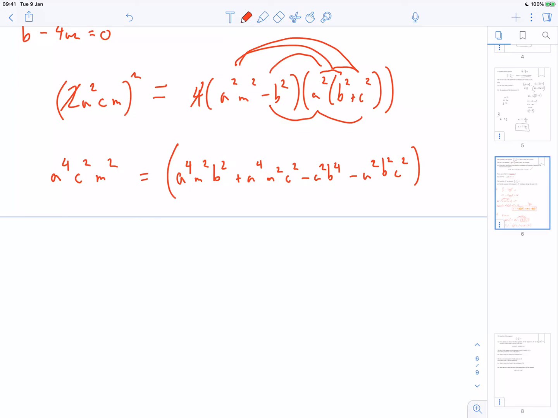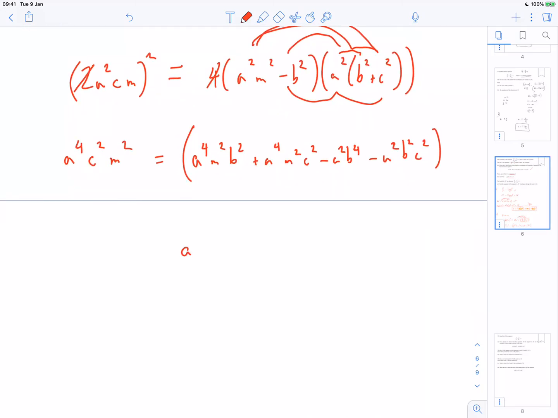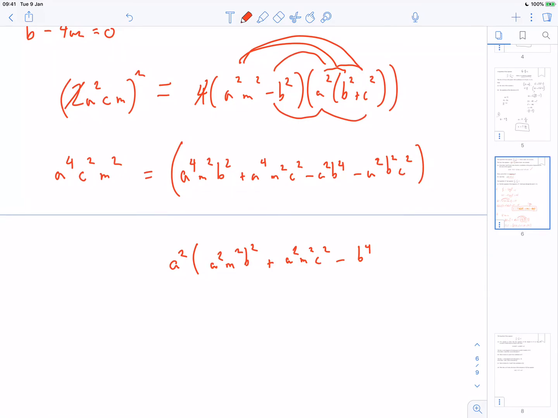Well, they've all got a squared as a factor, haven't they? So I could take a squared out. So this is a squared m squared b squared plus a squared m squared c squared minus b to the 4. Wait, how is that minus b to the... Yeah, no, it was minus b to the 4. And then minus b squared c squared. So this is going to equal a squared c squared m squared all times by a squared. So that can go, that can go.